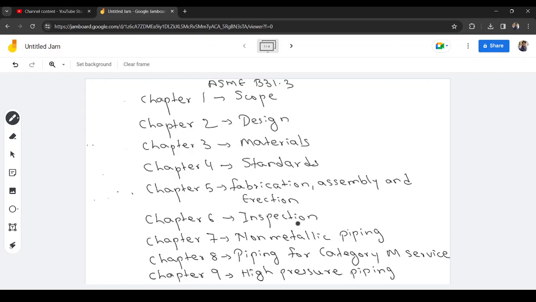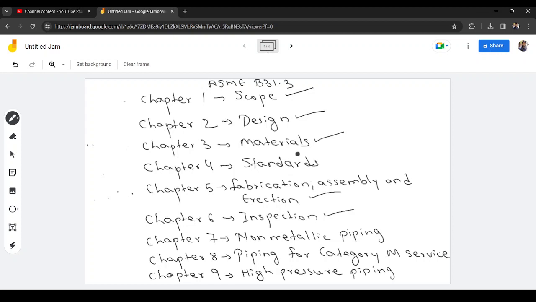Out of all of these, for the API 570 examination, scope is important, design requirement is important, material requirements are important, fabrication, assembly, and erection mechanisms are important, and inspection criteria are important. You just have to focus on that for the API 570 examination. The other things can be fairly neglected.